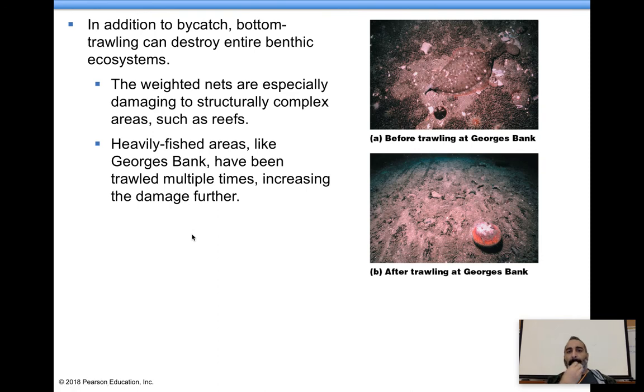All right. Bottom trawling, I already mentioned to you. I just said to you, it destroys the ecology. So this would be the bottom before trawling and after trawling. It's gone. The habitat is destroyed. The crevices and the cracks and all the little rocks and little structures where organisms would live, it's gone. It's been completely destroyed. So this is the result of trawling, bottom trawling specifically.